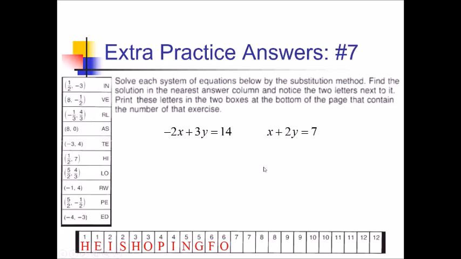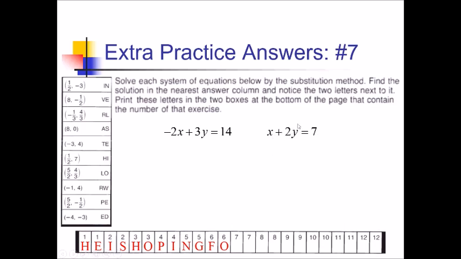For this problem, if I want to solve this using substitution, I'm going to have to first get one of the variables all by itself. Taking a look at my options here, I'm thinking this x in the second equation is going to be a lot easier to isolate because it has no coefficient other than the invisible 1. So let me start this off by subtracting this 2y from both sides over here just to get this x by itself.